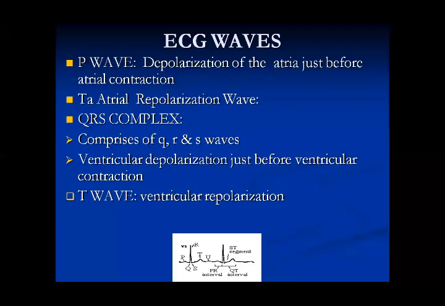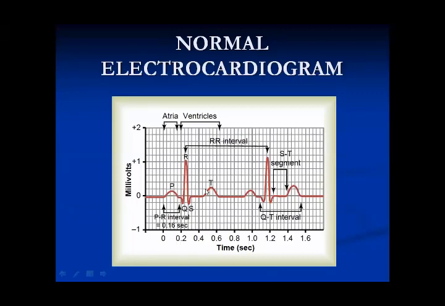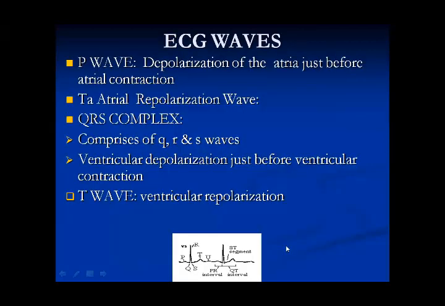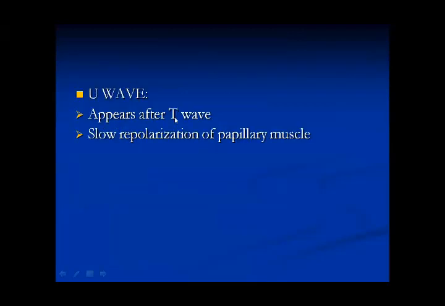Before that, ventricular depolarization comes just before the mechanical event, which would be ventricular contraction. This is the QRS complex, which is the ventricular depolarization wave, and this is the T wave, which is the ventricular repolarization, right? And there is a U wave as well.